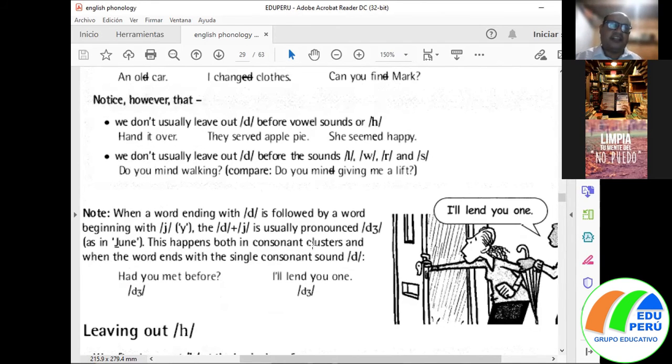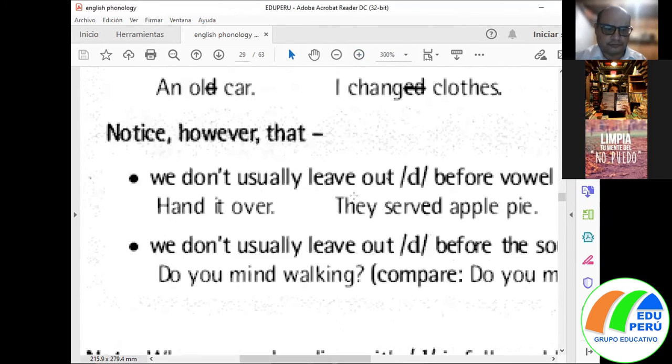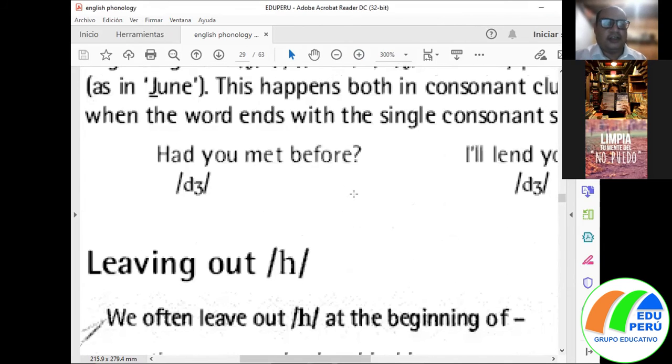And here you have the other case of reciprocal assimilation. Remember that we have seen before t plus y. Now, what happens when we have d plus y? Notice here, I'm going to make it bigger again. Had you met before? Notice I'm saying it slowly. Had you. Notice that we have the sound d, and the next word starts with the sound y. Had you met before? Your pronunciation is okay. If you say had you met before, it's perfect. It's not wrong.